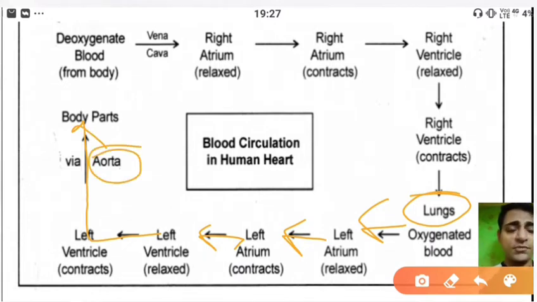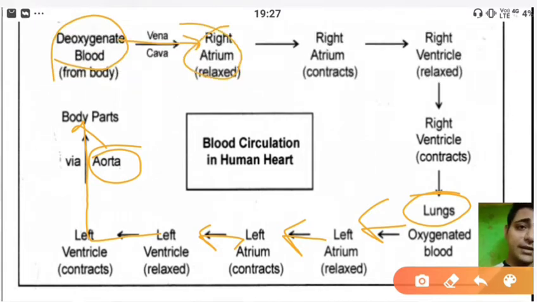Now different body parts will receive the oxygen and deoxygenation will be done. Now the vena cavae will collect the blood from different organs and fetch it to the right atrium. Now the right atrium will send the deoxygenated blood I am talking about to the right ventricle. Now the right ventricle will contract and send the blood to the lung again through the pulmonary artery. So this is the circulatory pathway, the circulatory circuit, in flow chart form. You can see it here.